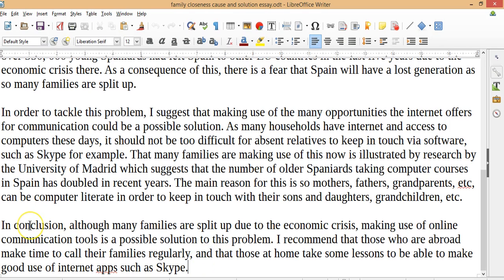conclusion here. In conclusion, so restate the topic, although many families are split up due to the crisis, making use of online communication tools is a possible solution to this problem. A recommendation. I recommend that those who are abroad make time to call their families on a regular basis, and that those at home take some lessons to be able to make good use of internet apps such as Skype.